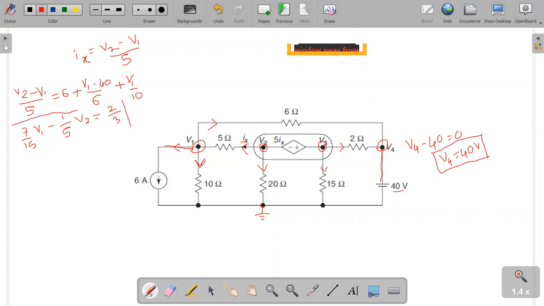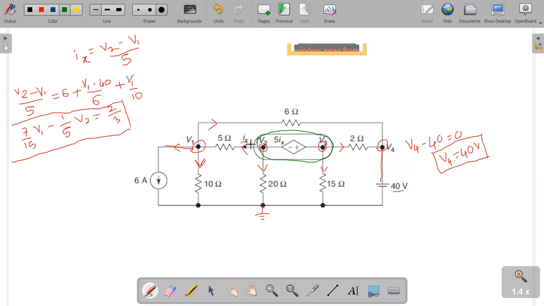Now we have to get another equation. So let us try to apply KCL at node number 2. But node number 2 and node number 3 are forming a super node. So we need to apply the node equation or the KCL at the super node. That means this entire super node instead of the single node. So for this super node, all the currents are outgoing. So we can simply write the equation.